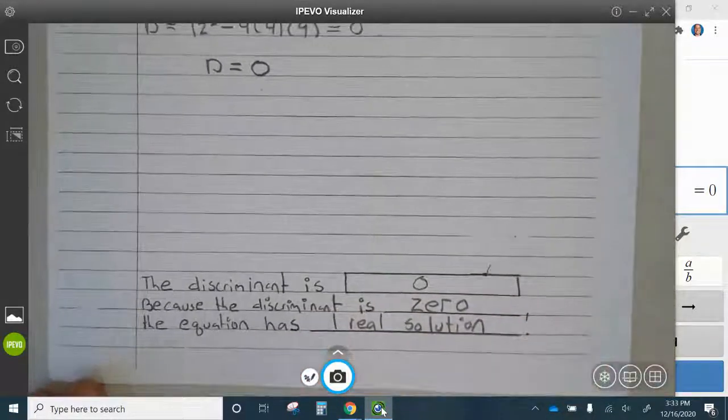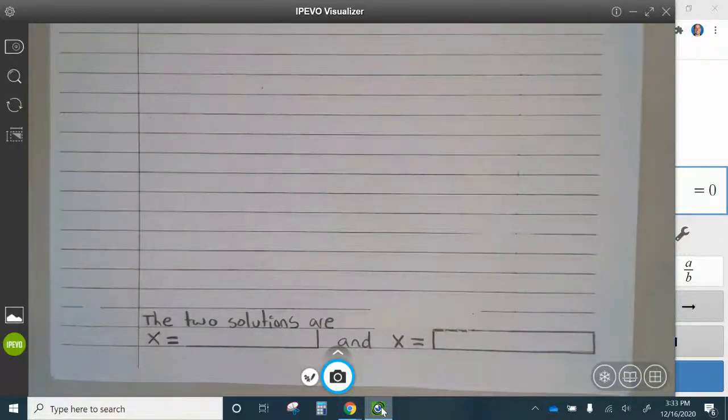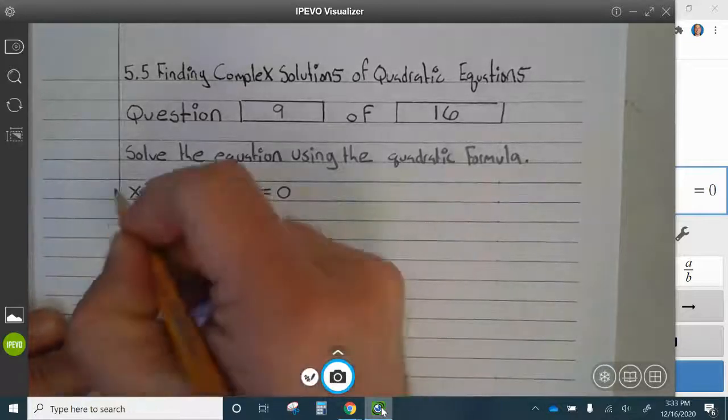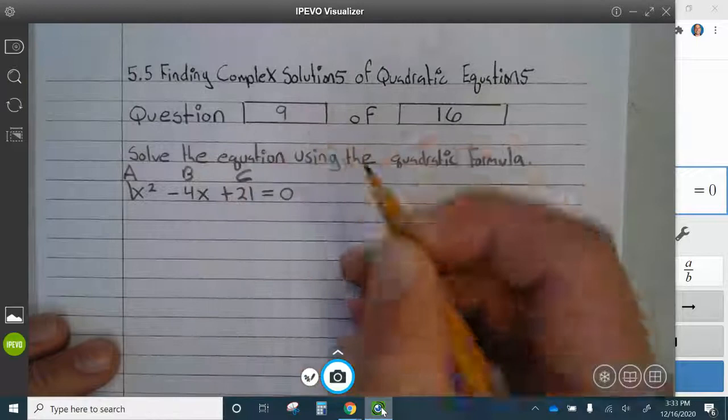Okay? Let's take a look at the next question. All right, question 9 of 16. Solve the equation using the quadratic formula. So first off, this is A, this is B, this is C.